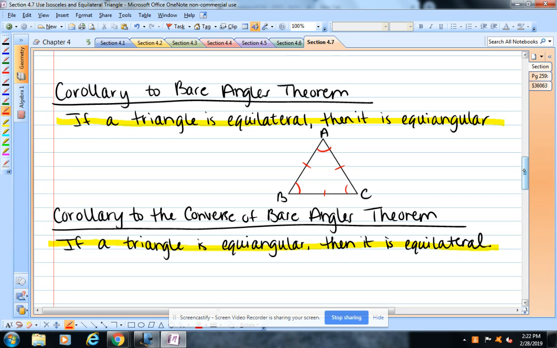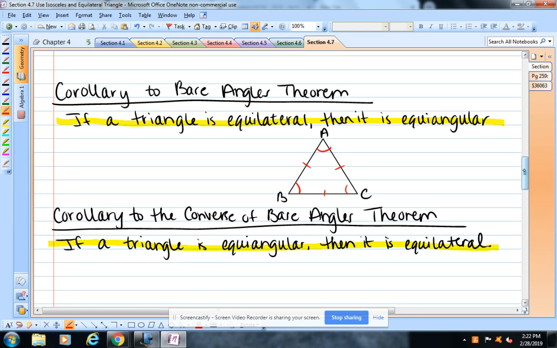60. Well, all three have to be what? 180. 180 divided by 3 is 60. Okay, equal angular means all the same, right? 180 divided by 3 is what, Noah? 60. Yep, and then you add a 0. Good job. Okay, so if a triangle's equilateral, it's equal angular.